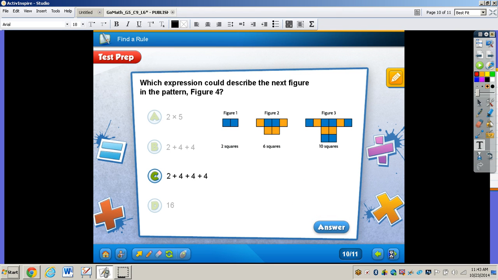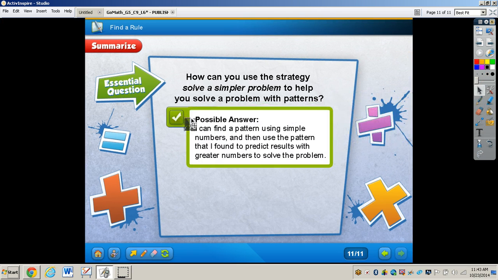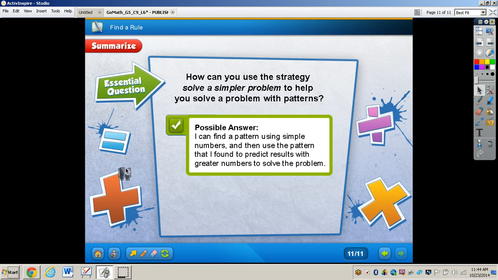And moving to the essential question, how can you use a strategy to solve a simpler problem to help you solve a problem with patterns? I can find a pattern using simple numbers and then use the pattern that I found to predict results with the greater numbers to solve the problem.